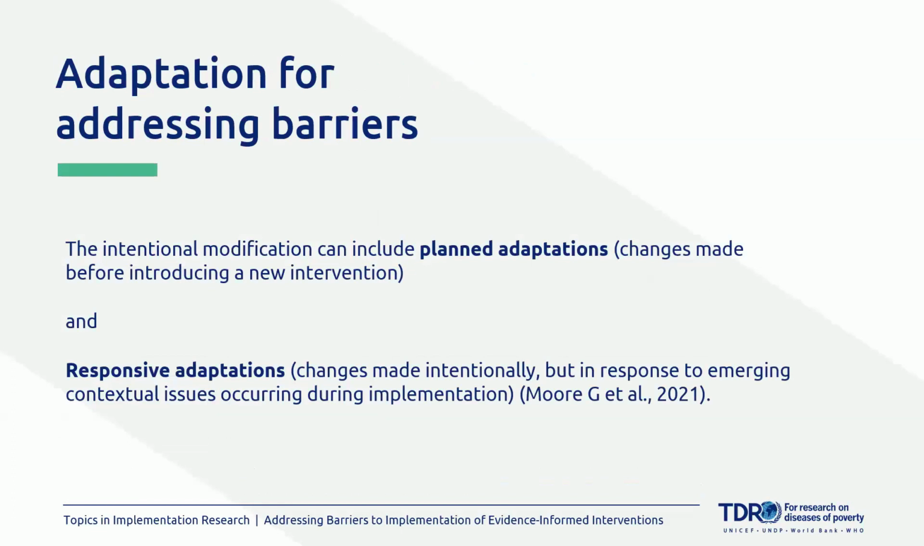So there are two types of adaptations. One is planned: you decide beforehand what changes you're going to make before implementing the intervention. And some adaptations are reactive, meaning you are not expecting them; they were unexpected. You go to the community, you intervene, and during implementation certain challenges come up, and you react to those challenges and make those changes. Those are called responsive adaptations or unplanned adaptations.